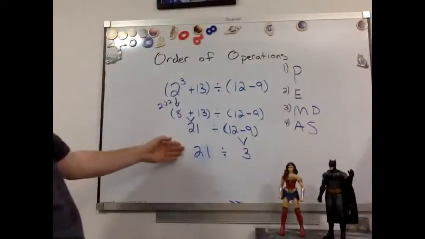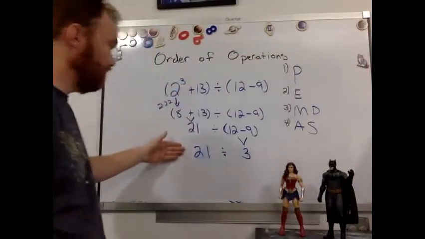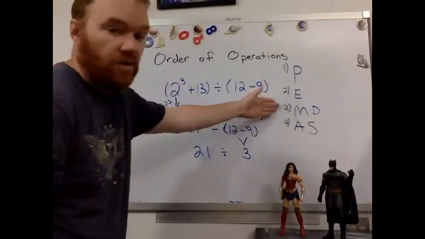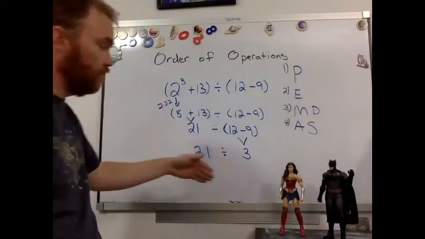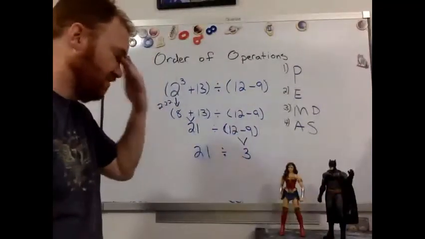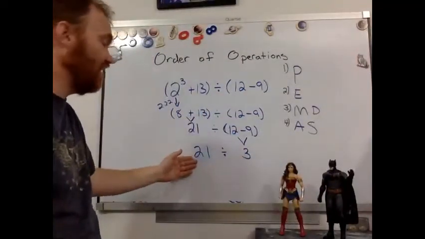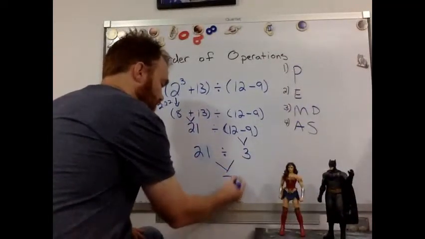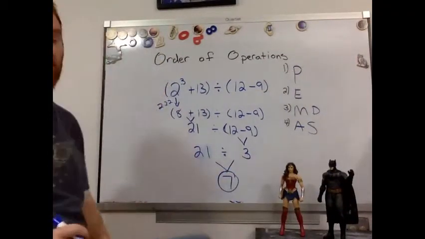Now I have this step. Do I have parentheses? Nope. Do I have exponents? Nope. Do I have multiplying or dividing? Nope. Or yes, I do. Do I have multiplying or dividing? Yes. 21 divided by 3 is 7. And there's my final answer.